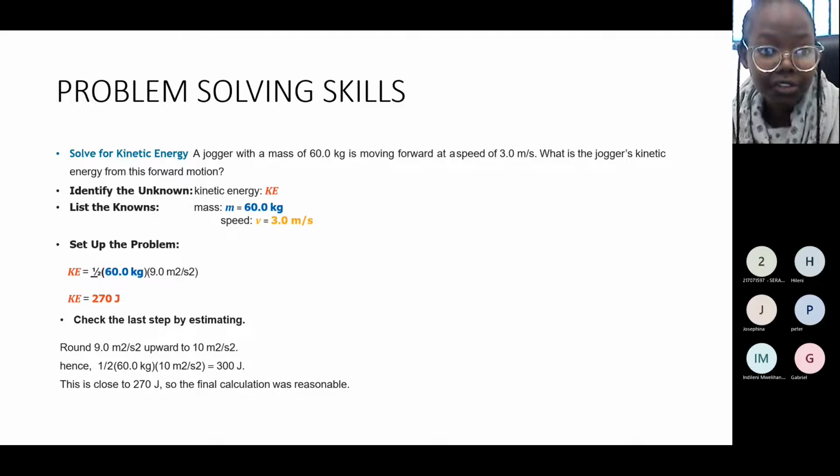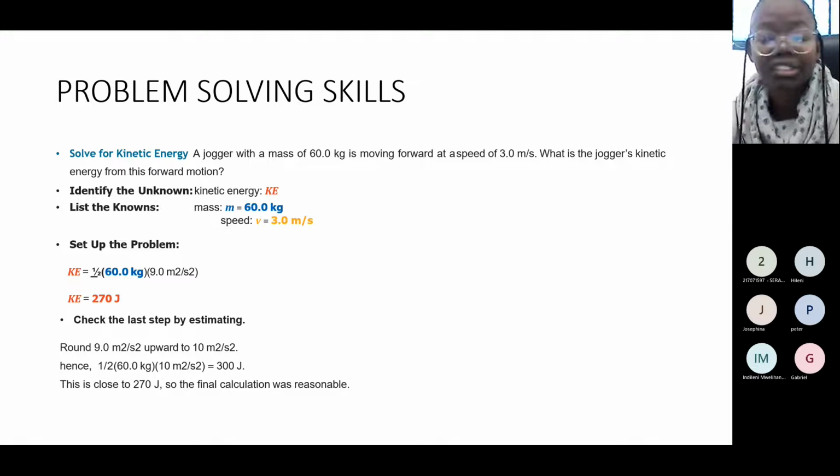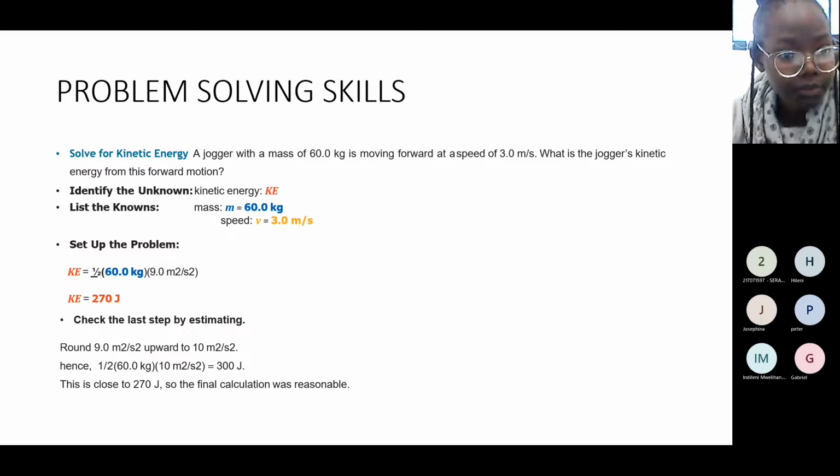You have to be really considerate of the units that you are given. In most cases, you might need to convert to SI units. Then you set up the problem. Kinetic energy is equal to, as we previously discussed, one over two mv squared, and then you put in the values and you get the kinetic energy in joules.